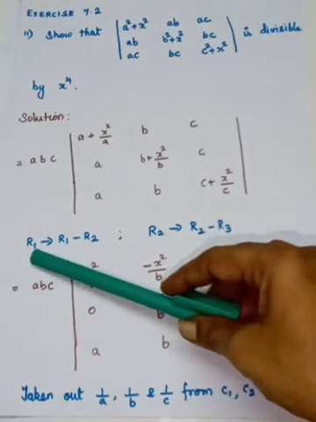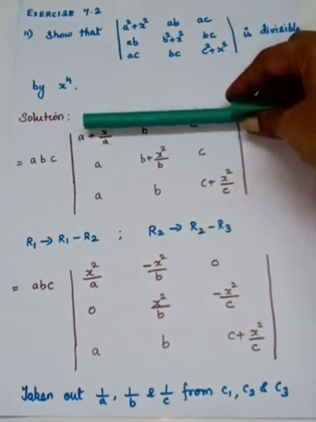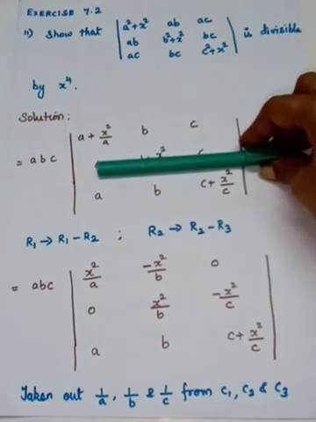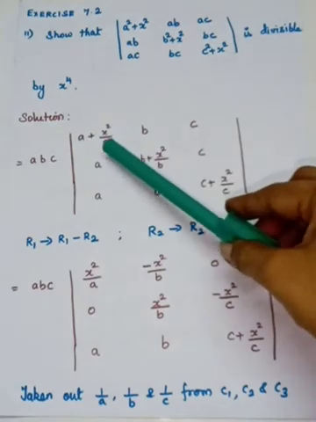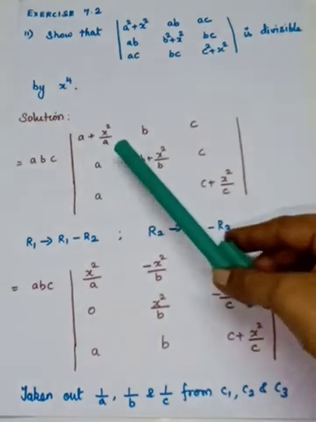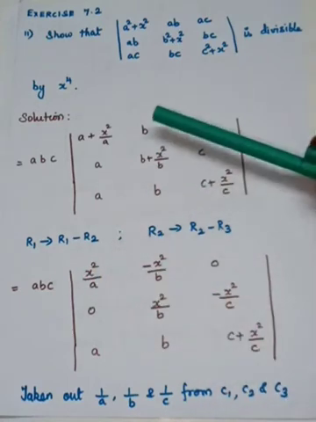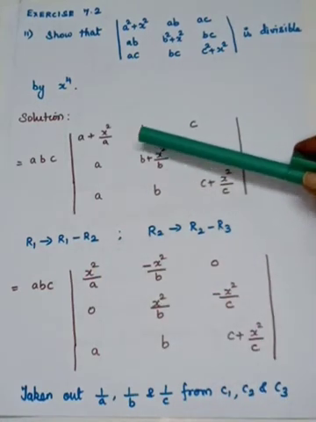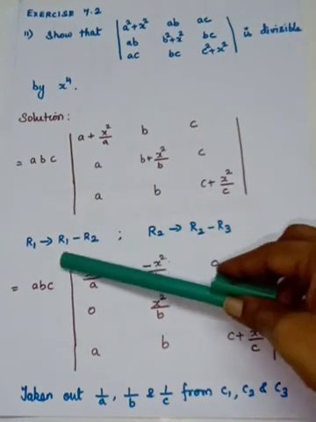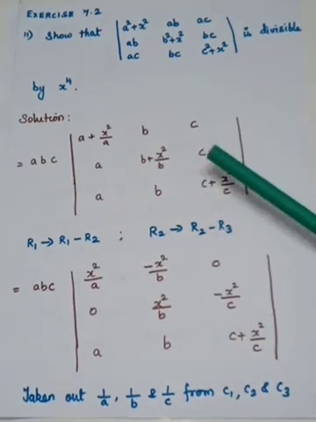So here I am going to do R1 implies R1 minus R2. That means this is your R1, and from this entry, the corresponding entries of R2 have to be subtracted. a plus x² by a minus a. So this is plus a, this is minus a, both getting cancelled. In R1, you will have x² by a, a single term. In the same way, you look at b minus b. So these two getting cancelled. Here you will have minus, because R2 has to be subtracted, so minus x² by b. And c minus c is 0.